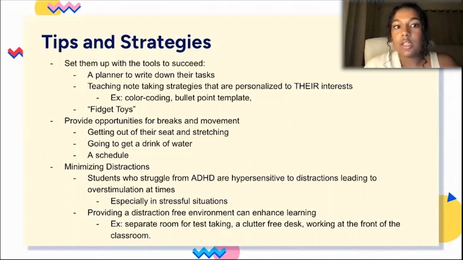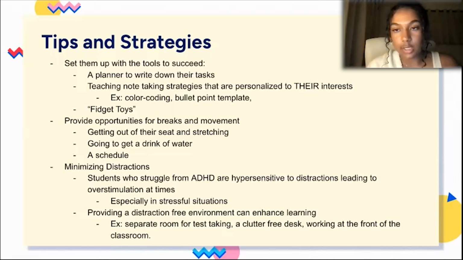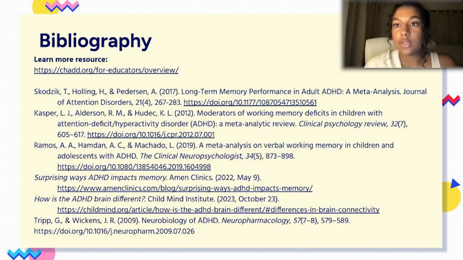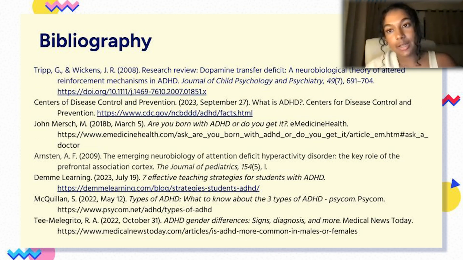Minimizing distractions. Students who struggle with ADHD are hypersensitive to distractions, leading to overstimulation at times, especially in stressful situations such as exam taking. So providing a distraction-free environment can enhance learning. So what does this mean? A separate room for test taking, for example, with not as many people inside, a clutter-free desk and workspace so that they have more space to move around and they're not focused on multiple things on their desk, or even working at the front of the classroom so they can't see what their peers are doing behind them, which can lead to potential distractions. We have more of these tips and strategies in the handout that we will provide, and it'll go more into detail about what you need to know.